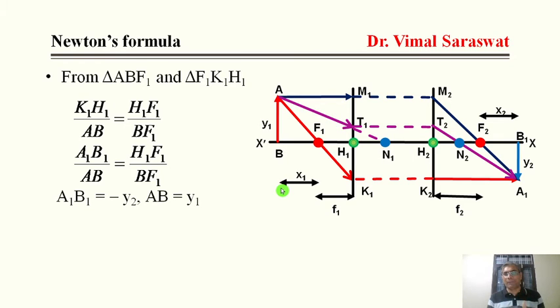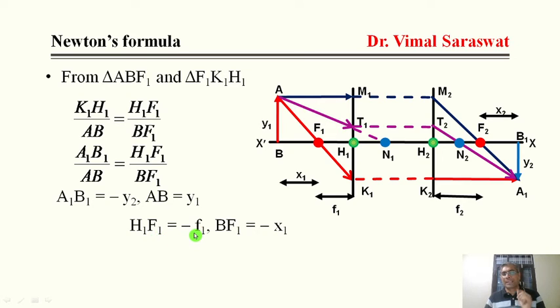Since A1B1 equal to minus y2, this is by using sign convention, and AB equal to y1, because every distance which we measured below the principal axis are negative and above the principal axis are positive. So AB equal to y1, whereas A1B1 equal to minus y2. Also H1F1 equal to minus f1, because this distance is measured in the opposite direction of incident ray. So this will be negative.